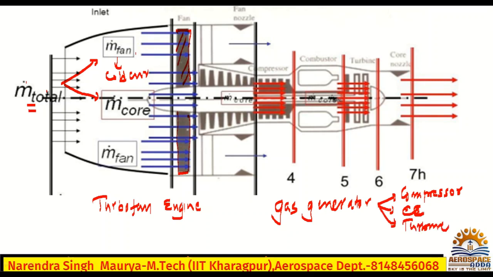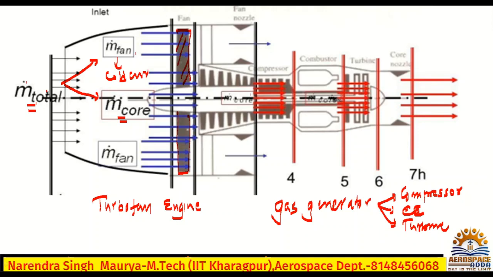So this part all together is called a gas generator. Whatever air passes through the gas generator will be called the core, M dot core. Whatever air passes through the channel where we don't have fuel injection is called cold air or fan air. Obviously, these two streams will be divided by the fan. So this fan will divide the total air into two parts.